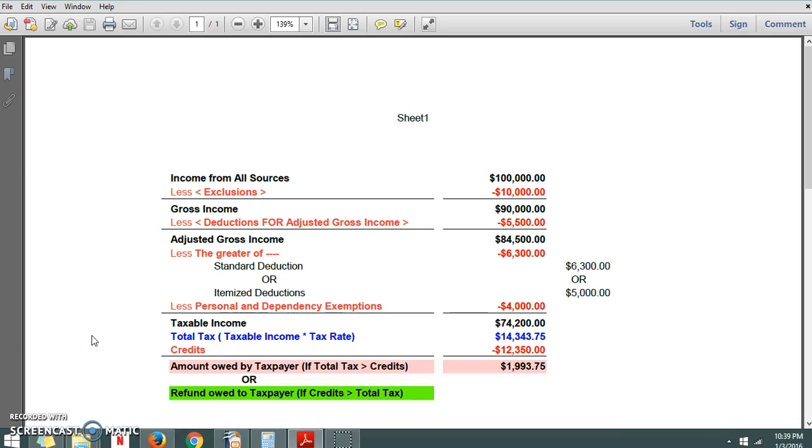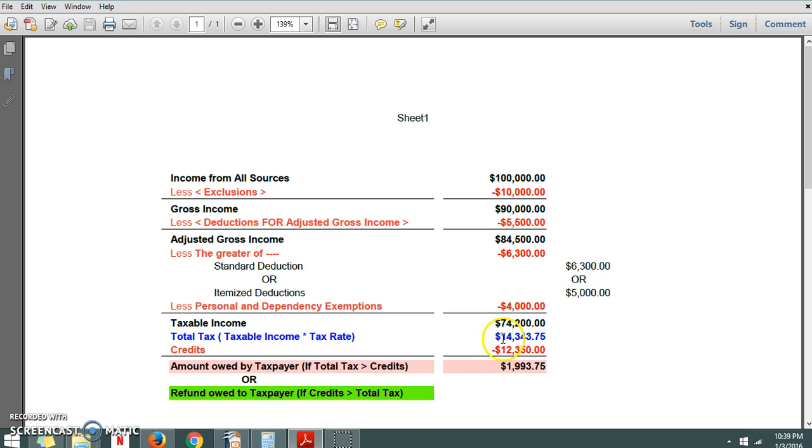So we'll look at credits. This is going to be an introduction to credits, and we're going to look at the actual individual credit requirements for each credit in a separate video of its own. A credit in the tax formula is down here. It comes after the total tax liability calculated based on the taxable income, and it basically reduces the tax liability.